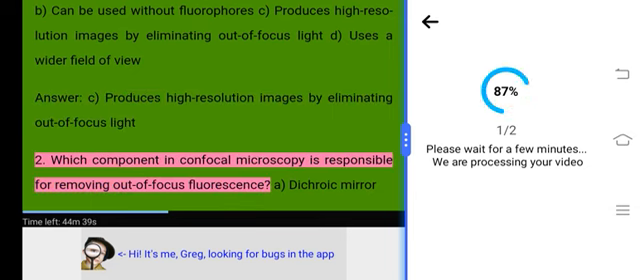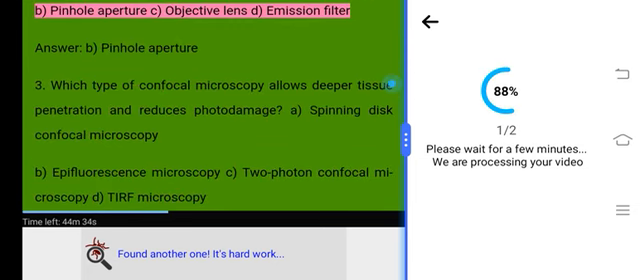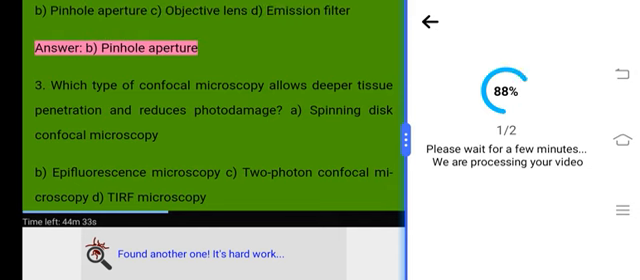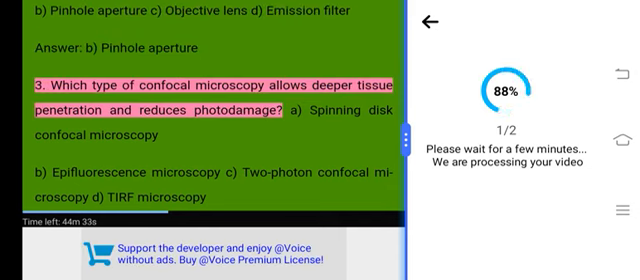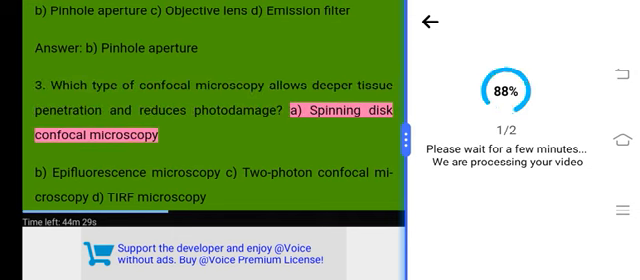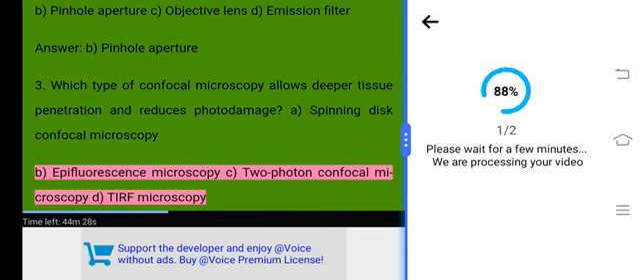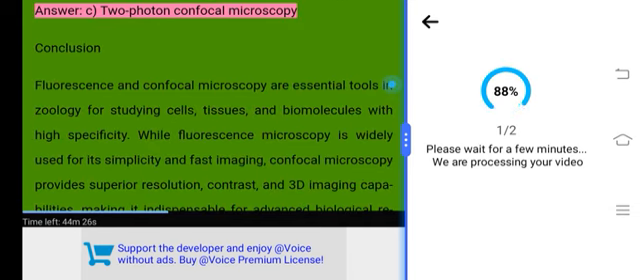2. Which component in confocal microscopy is responsible for removing out-of-focus fluorescence? A. Dichroic mirror. B. Pinhole aperture. C. Objective lens. D. Emission filter. Answer. B. Pinhole aperture. 3. Which type of confocal microscopy allows deeper tissue penetration and reduces photo damage? A. Spinning disc confocal microscopy. B. Epifluorescence microscopy. C. 2-photon confocal microscopy. D. Turf microscopy. Answer. C.